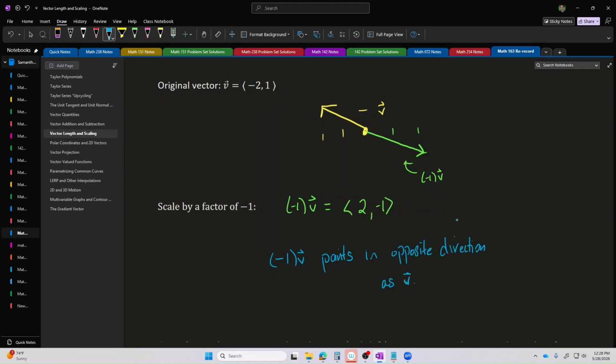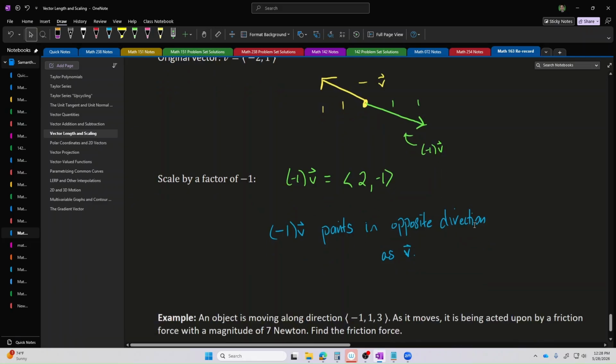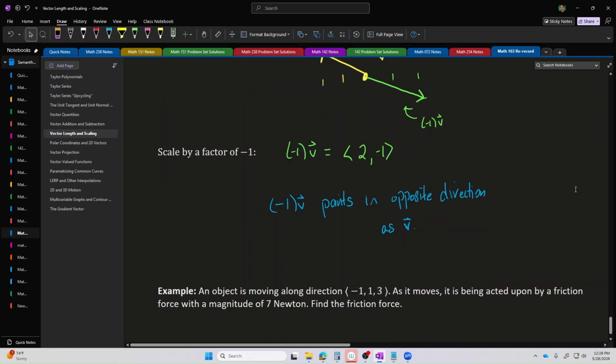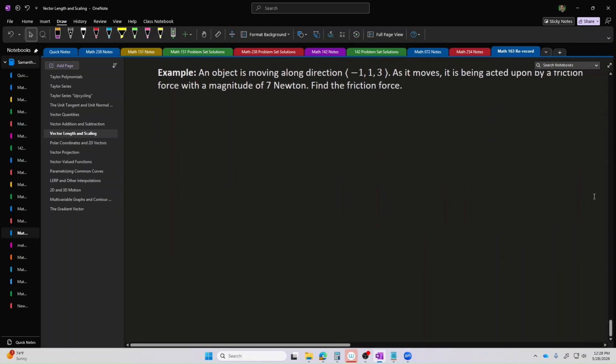So positive scalars change a vector's length without changing its direction at all, whereas negative scalars flip the vector in the exact opposite direction. To give you an example of this principle in action, consider the following example.